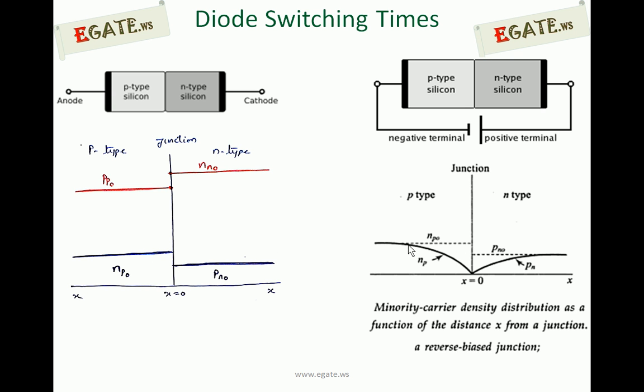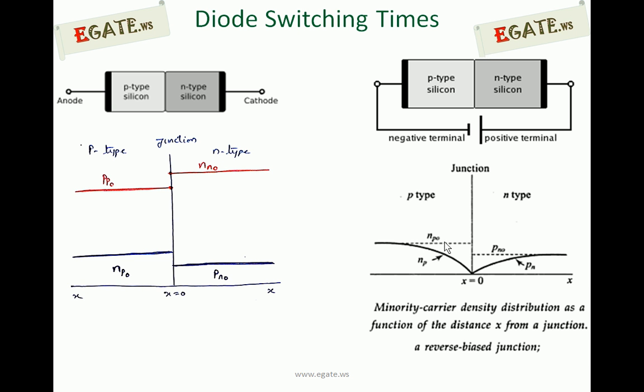Look at this point. The dotted line represents equilibrium values, whereas the solid line represents the actual values. This solid line shows there are no electrons present near the junction on the p side, and no holes present on the n side near the junction, and as it moves away from the junction it again reaches the equilibrium values. So this is the situation under steady state reverse bias. If the diode has reached this situation, we can say the diode is completely under reverse bias.